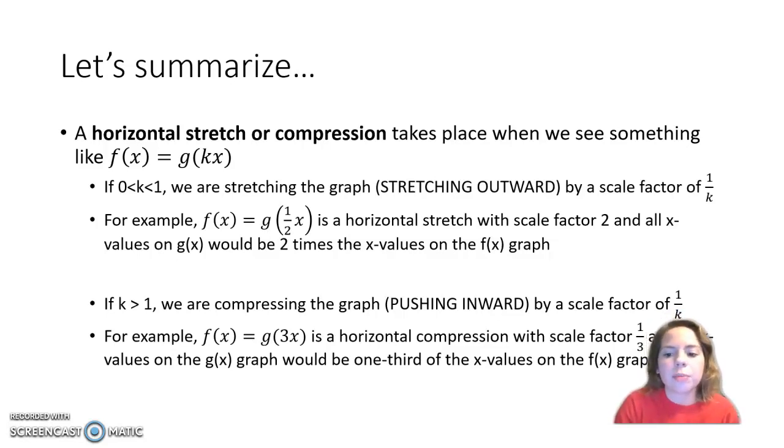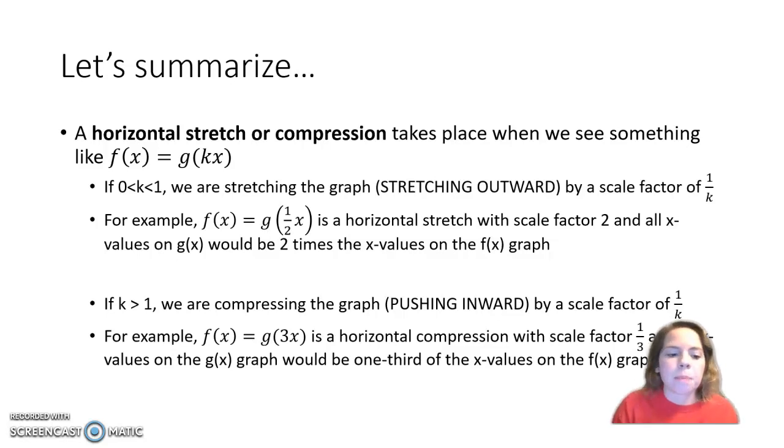And again, if the k value is in between 0 and 1, like you got a proper fraction, then that would be a horizontal stretch. It's kind of like we're stretching outward. Now remember though, when you go to find your scale factor, it's really the reciprocal of what the k value is. And then on the other hand, if you're going to be having a horizontal compression, then your k value is going to be bigger than 1. So it could be 2, 3, 4, 5, or even a fraction, as long as it's bigger than 1. And again, you're going to notice that k value is inside the parentheses with the x. And then when you go to think of the scale factor, it's going to be the reciprocal of whatever the k was.